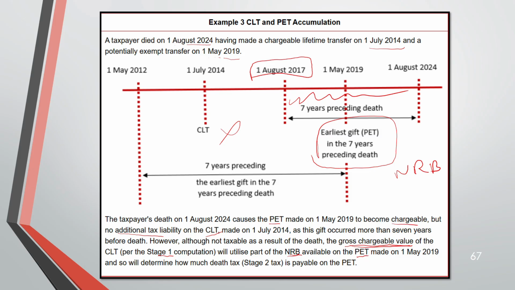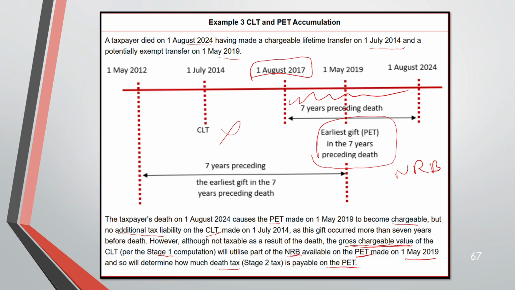Can you understand? When you were alive, you must have calculated the stage 1 computation. You might not have to pay additional tax due to death, but the first time you pay tax, when the donor was alive, is known as the stage 1 computation. So there it will utilize your nil rate band, which would be available for your PET when the donor dies, that is on 1st May 2019. So that will determine how much death tax, stage 2 tax, is payable on the PET.